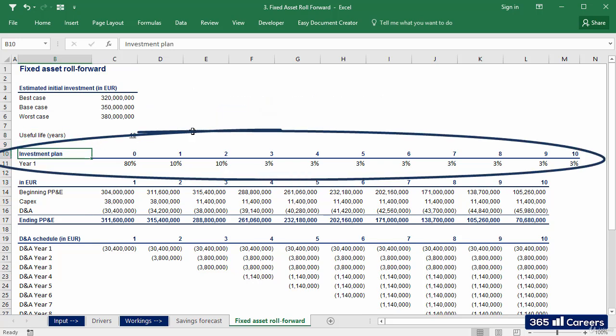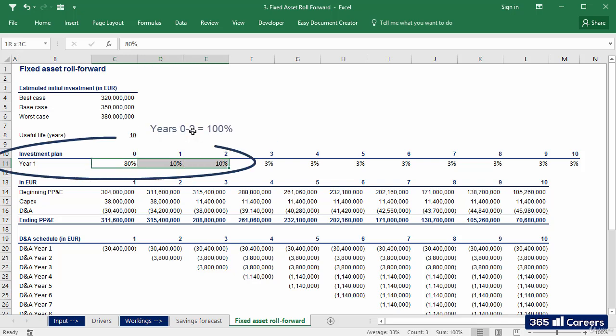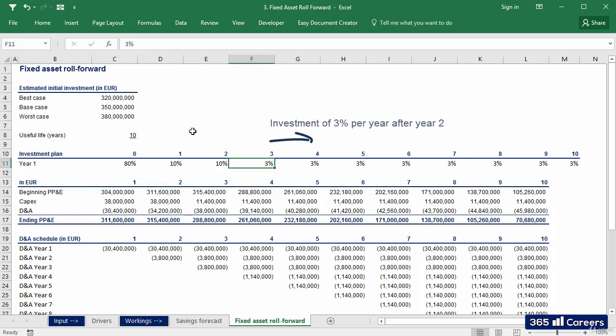Below, we have an additional input. This is the investment plan, which shows us how much of the initial investment will be spent throughout the years. The company will spend 100% of its investment in years 0, 1, and 2. And then we'll simply plan an additional spend of 3% for recurring CapEx needs. Okay? Good. It's time for some calculations.